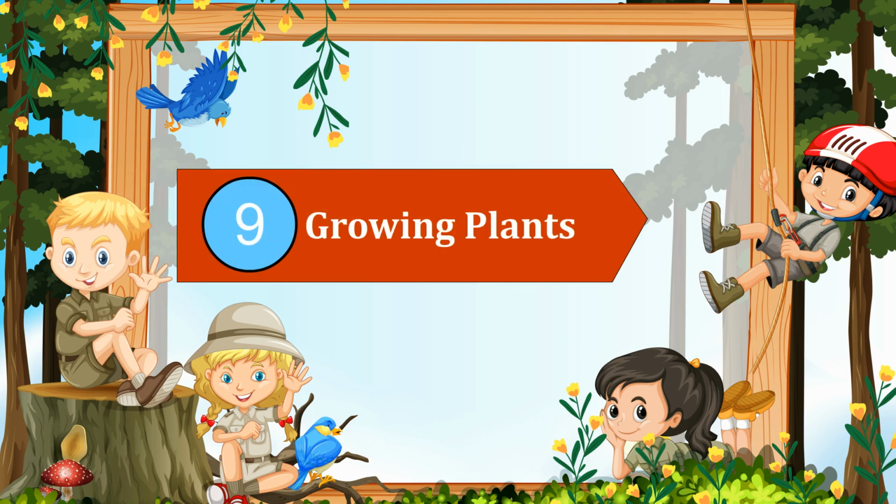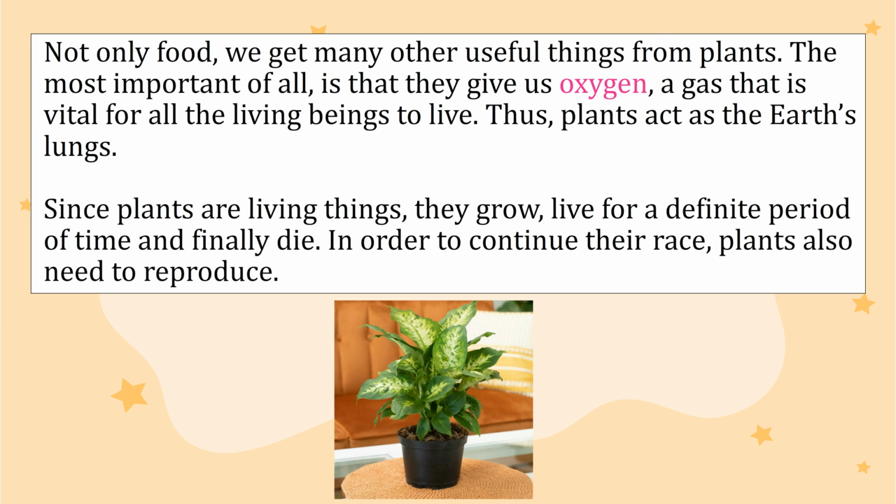Chapter 9. Growing plants. Not only food, we get many other useful things from plants. The most important of all is that they give us oxygen, a gas that is vital for all the living beings to live. Thus, plants act as the earth's lungs.